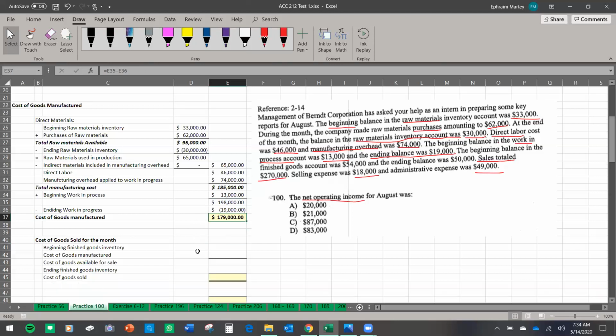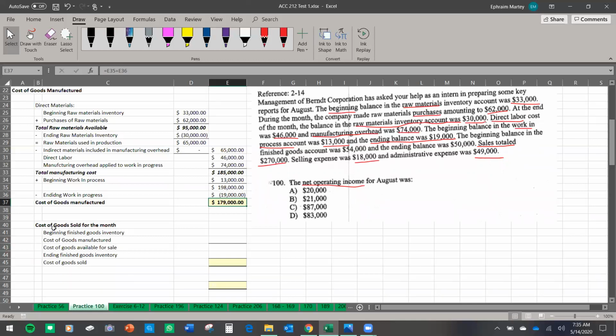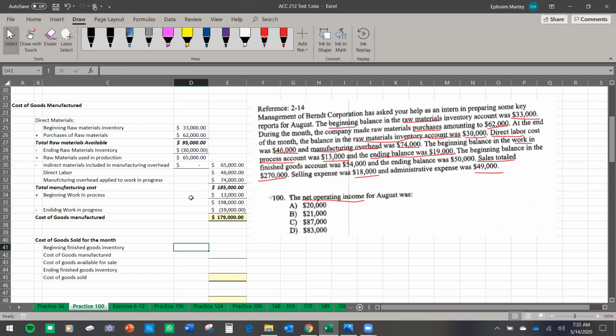Okay, great. Now that we have that, we need our cost of goods sold. The goods that we have sold, how much did it cost the company to manufacture those goods? That's what we're going to try to find, because it's a variable cost. So we know how to do the net operating income. Now we have our cost of goods sold for the month. You need to begin with beginning goods inventory. What is our beginning goods inventory? It says here the goods inventory account was 54,000.